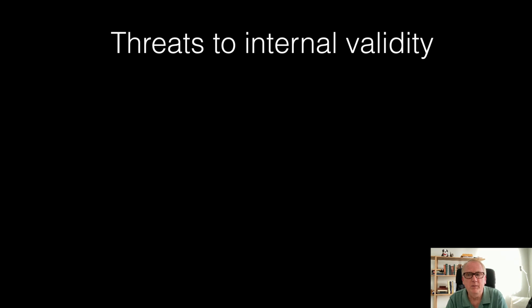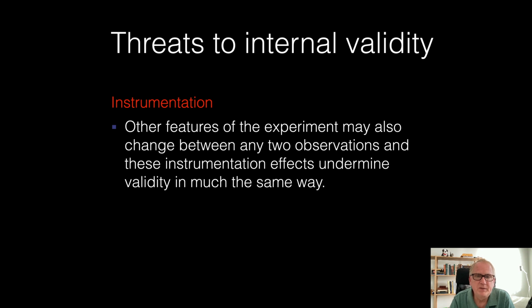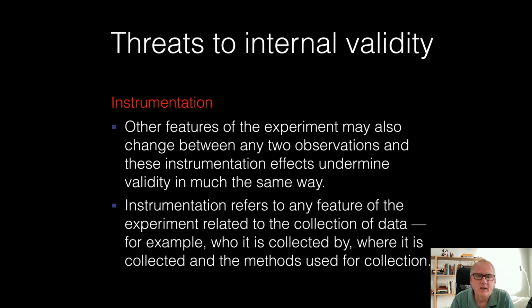All right. Then we have another threat to internal validity called instrumentation. The idea behind instrumentation is that other features of the experiment may also change between the two observations, and these instrumentation effects undermine validity in much the same way. So instrumentation refers to any feature of the experiment related to the collection of the data. For example, who it is collected by.